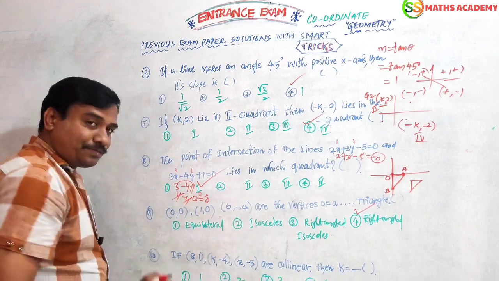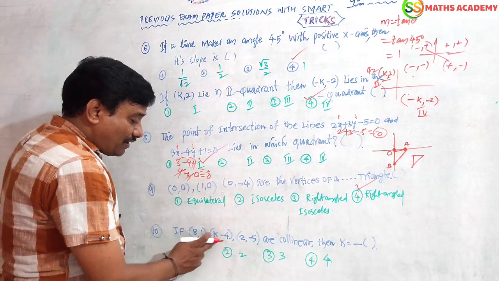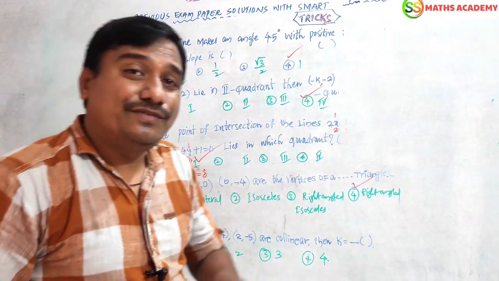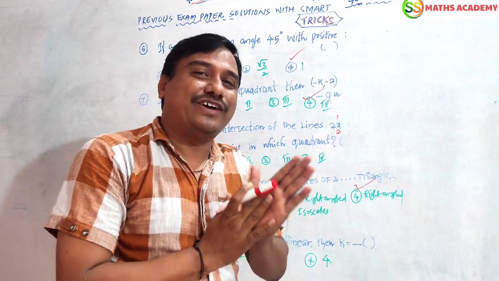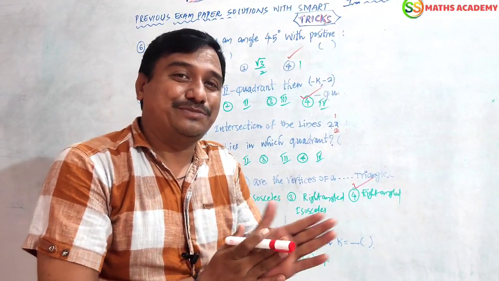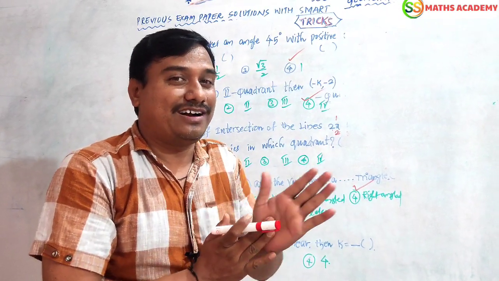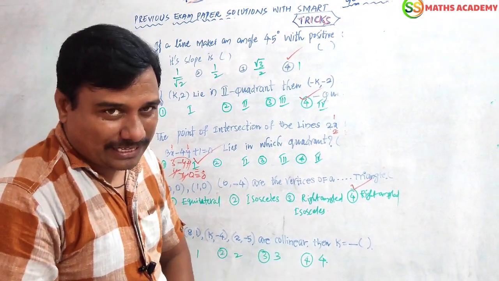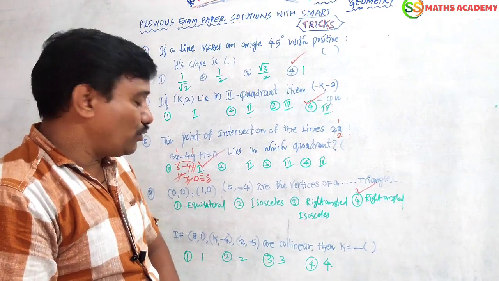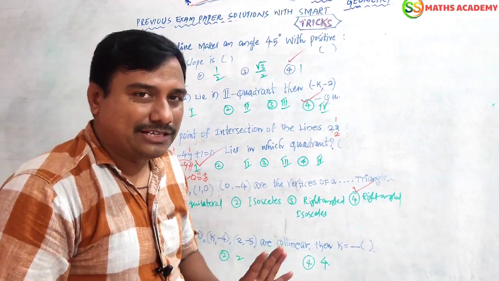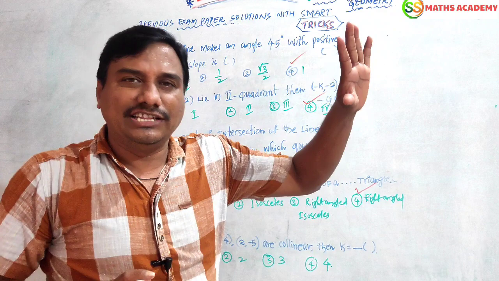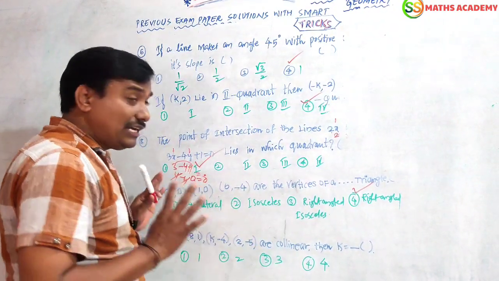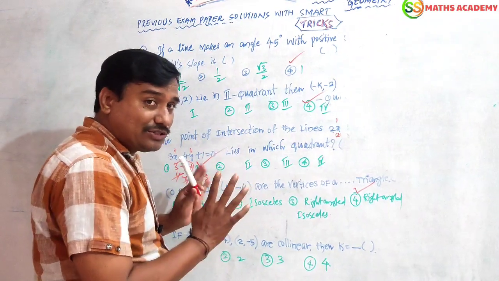If (8, 1), (k, -4), (2, -1) are collinear, then k equals? When the vertices are given, there are two methods to find collinearity: AB plus BC equals AC, or the 1 by 2 mod area of triangle formula. Which one do we apply here? First, let us go with the logic method. Don't go with the area of triangle formula, it is a lengthy formula. I will tell you a direct shortcut: go with the answer-to-question approach.